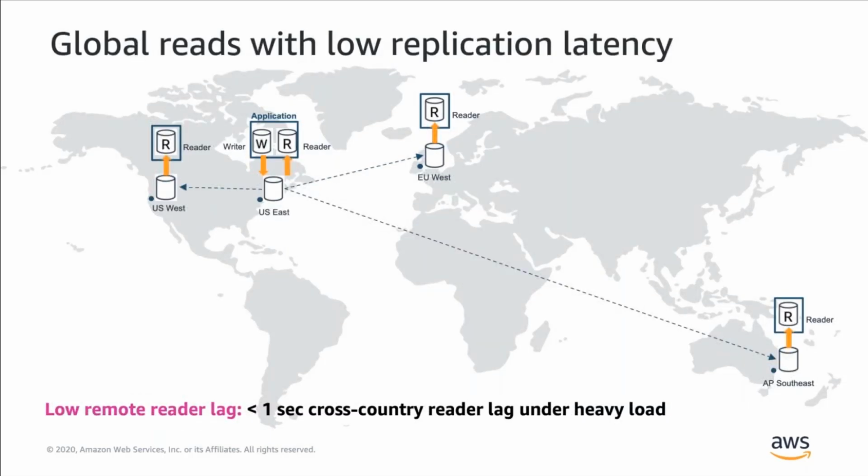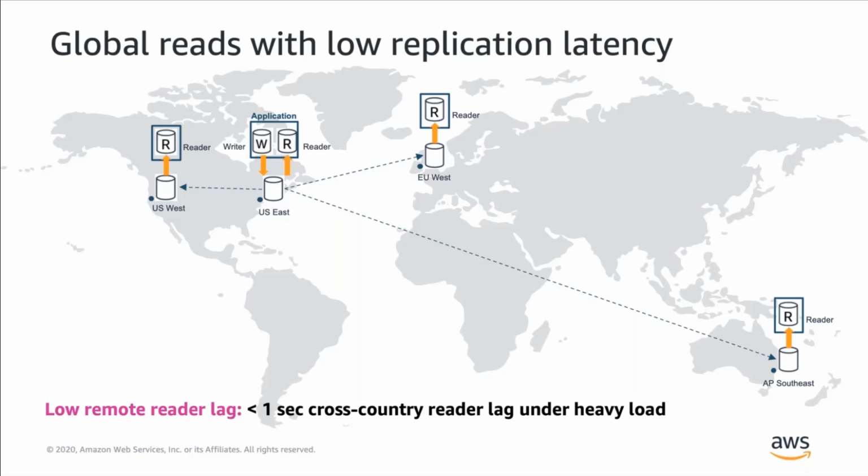Now, low RTO is great, but that's not our only goal. We want to have global reads with very low replication latencies as well. So another goal is to have low remote read replica lag of less than 1 second for cross-continent, cross-country deployment scenarios, even under heavy load, which will allow customers to achieve very low RPO, or recovery point objectives, with the read replicas in the secondary regions lagging at most a few seconds behind the primary region.